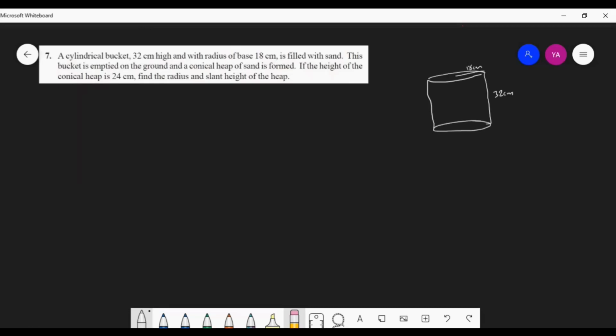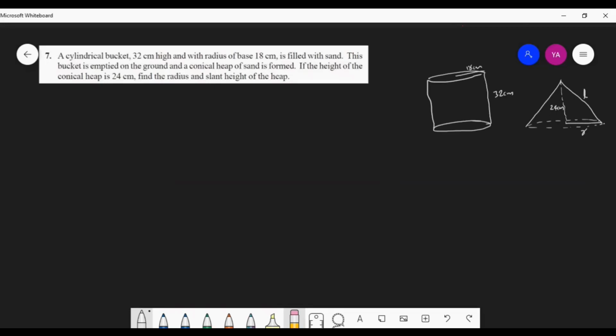And this bucket is emptied on the ground and a conical heap of sand is formed. So it will look like this. A heap of sand is formed like this, like a cone. For this cone, what is given? The height of the conical heap is 24 centimeters, so we can mark here that the height is 24 centimeter. We want to find the radius and the slant height of the heap. So we can mark here, this is the radius of the conical heap and this is the slant height.